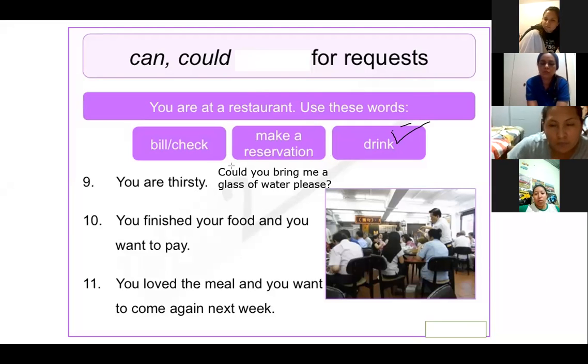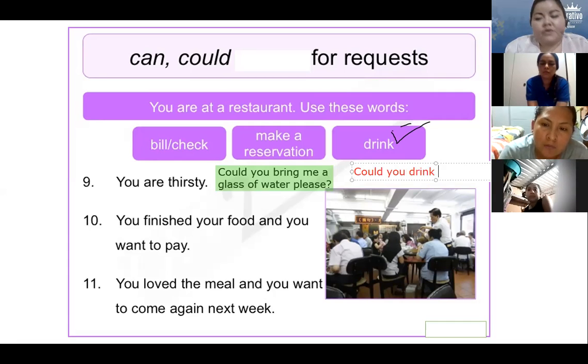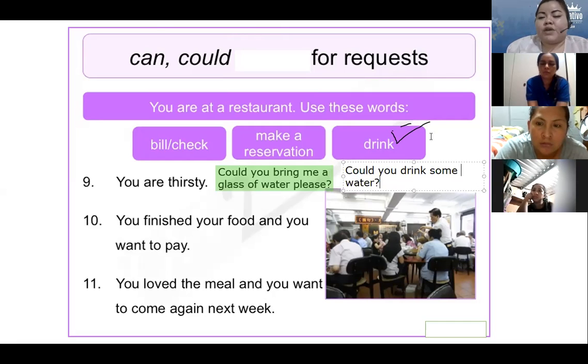Can you drink an orange juice? Okay, pero no podemos decir could you like. Could you drink some water? Some water. Okay, could you drink some water? Very good. Could you drink some water? Very good, right? Is this request polite or impolite? Formal or informal?